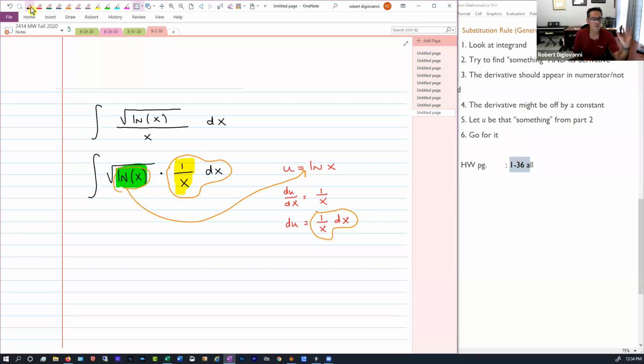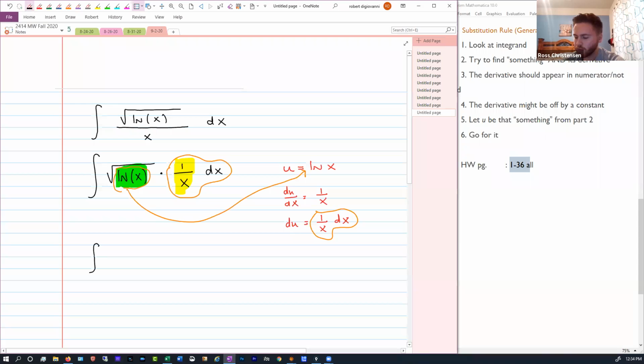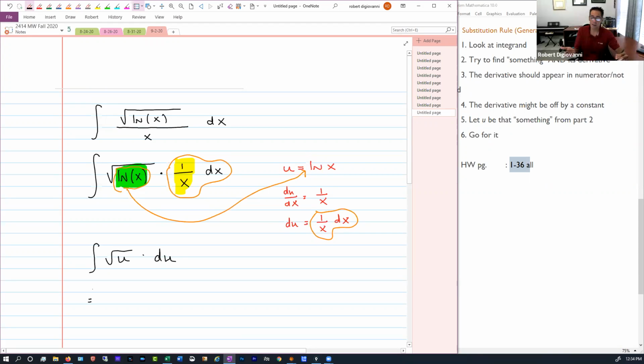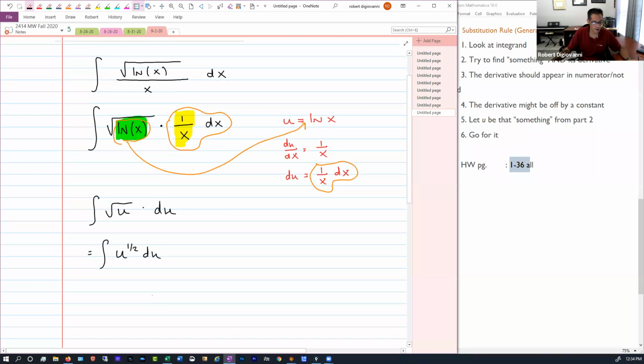Are there any questions? No? We're going to do the integral. Go ahead, Ross. What do you have? And so now I'm at the u to the 1/2 du. You have the square root of u, and then you replace the 1 over x dx with du. And then you decided, hey, now that's something you can handle because that's the same as u to the 1/2. And I guess, Ross, you're going to use the power rule now, right? Yes. Okay, is everyone following?